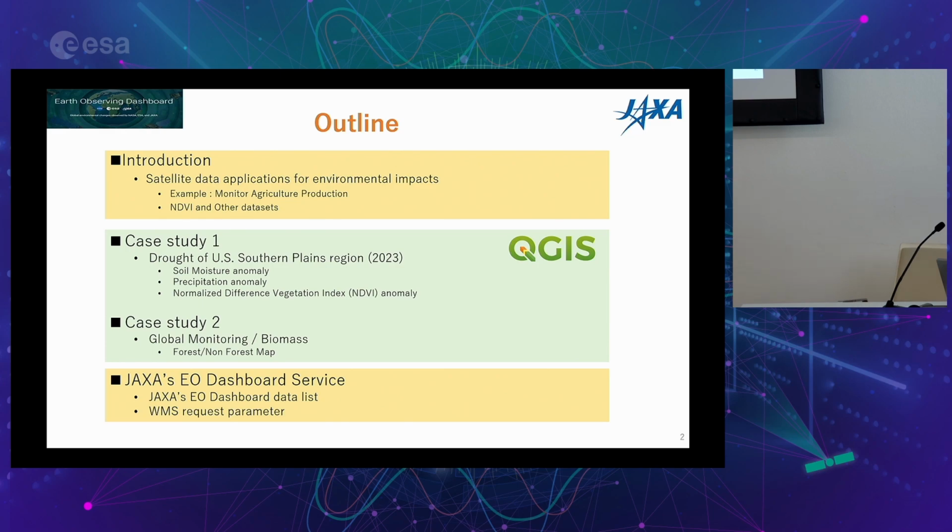Here is my presentation outline. First, I would like to explain the introduction about the satellite data applications for environmental impacts. Next, I'd like to introduce case study 1 and 2. Case study 1 is the drought of the US Southern Plain region this year. And then case study 2, global monitoring of biomass using the forest, non-forest map. Finally, JAXA's EO dashboard service will be provided.